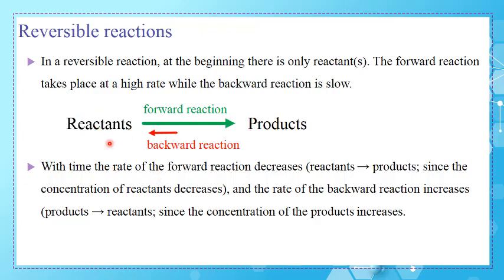Why? Because the concentration of reactants will decrease. And you know from the previous lesson that the concentration is a kinetic factor. So with time, the reaction rate decreases. What happens now? The products are going to be formed with time, so the concentration of the product will increase gradually. What will happen in this case? The rate of the backward reaction will increase with time because the concentration of the product is going to increase, since the reactants are transforming into products.